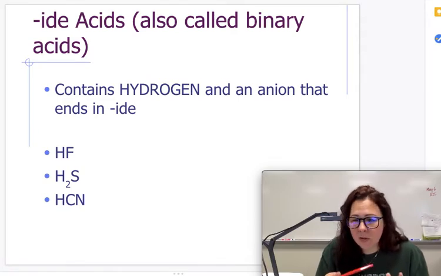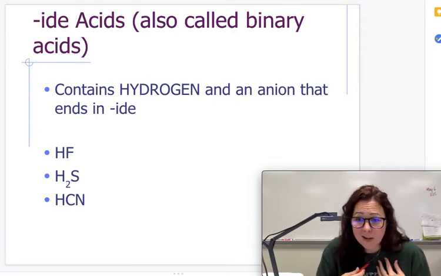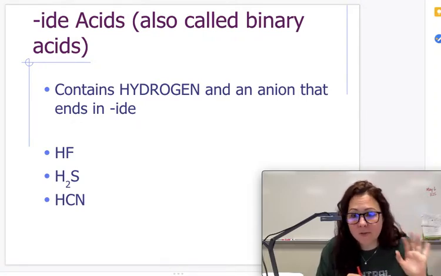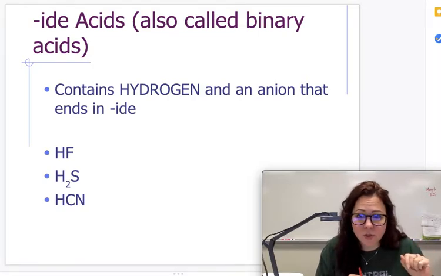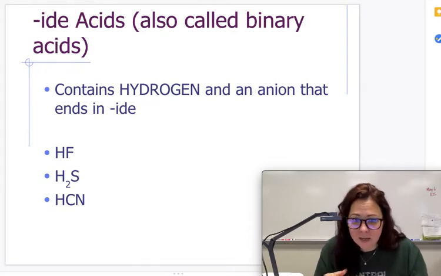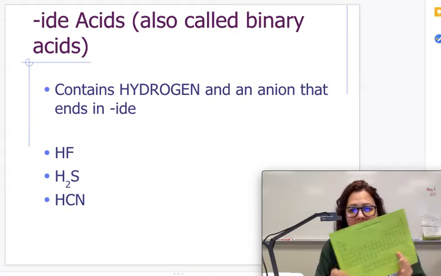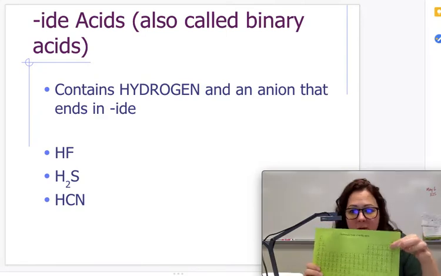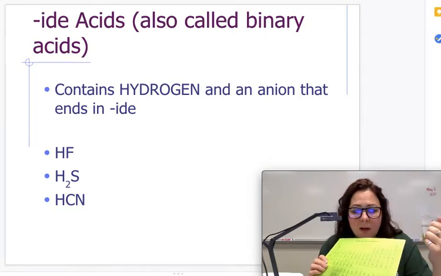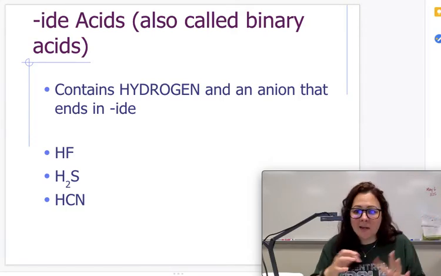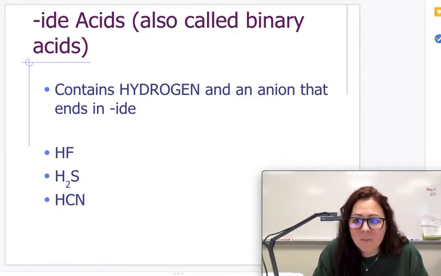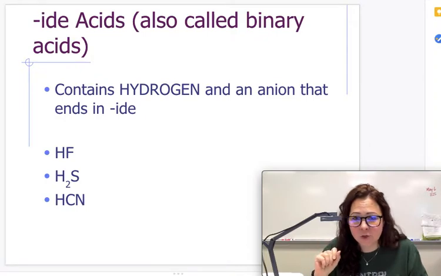So the first ones are technically called binary acids. I just call them IDE acids. And this means that you have hydrogen. Hydrogen's always written first because it's a hydrogen ion, so hydrogen with a +1 charge. And it's paired up with an anion, that negative charge that ends in IDE. So if you have your periodic table and you have something like fluorine, fluorine turns to fluoride. Chlorine is chloride. Bromine is bromide. Oxygen is oxide. So as an anion, the element ends with IDE to show that it has a negative charge.